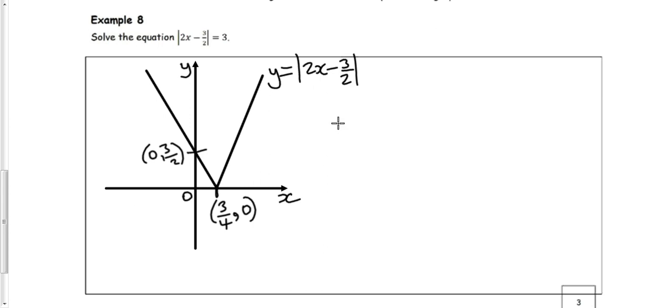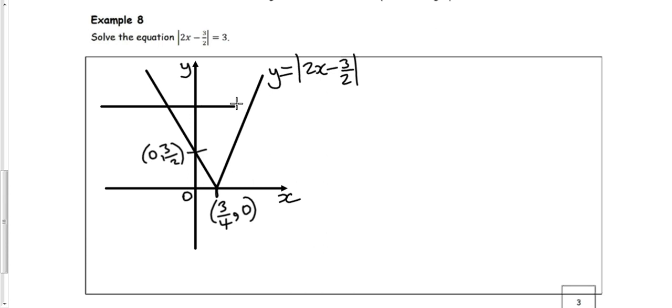Now graphically, here's what's going on here. I've drawn the graph of y equals the modulus of 2x take 3 over 2. Where would it equal 3? Well, that's where the y values on the graph would be 3. So on this graph, it crosses the y-axis at 3 over 2, which is 1.5. So y will be 3 approximately up here.